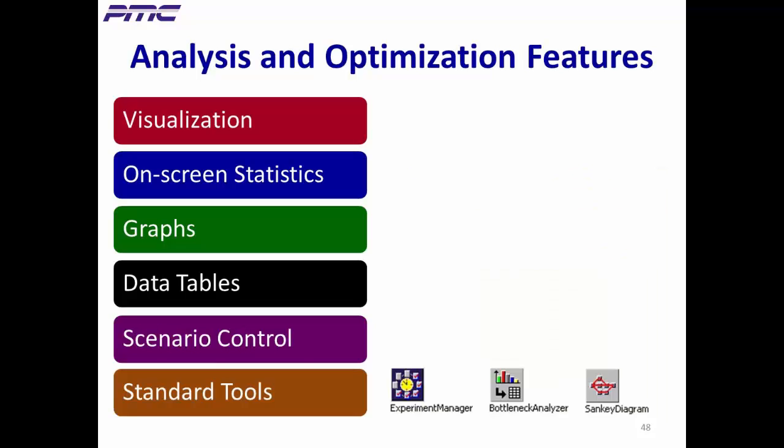PlantSim standard tools can also help to analyze and optimize your process, including Experiment Manager that can automate the running of what-if scenarios. The Bottleneck Analyzer can help you to pinpoint bottlenecks, and the Sankey diagram lets you visualize the flow. The thicker the line, the greater the flow. And now, the moment you've been waiting for, it's time to show the full video of an energy simulation of an LCD TV flat screen production facility.